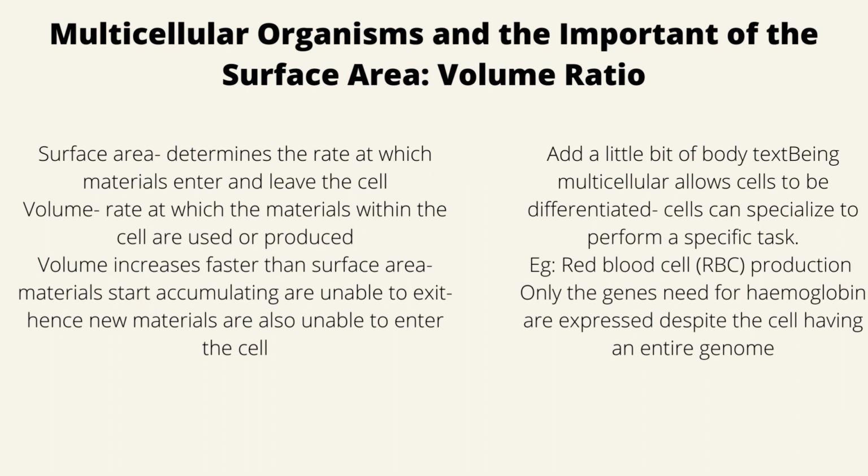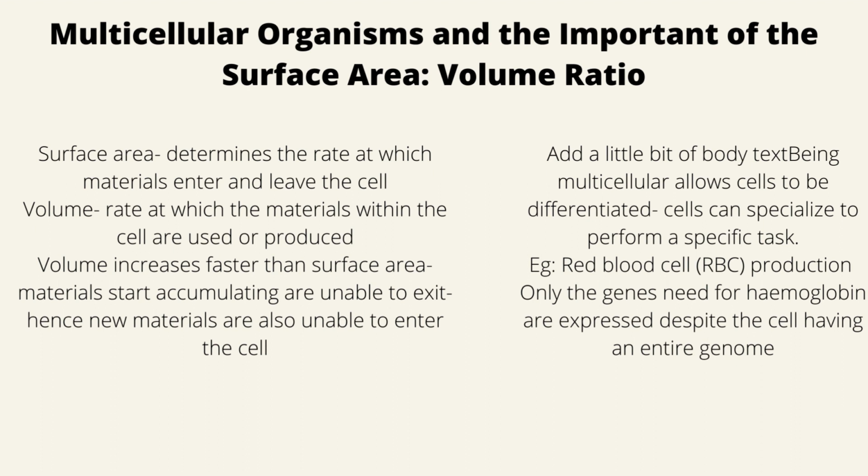Volume increases faster than surface area. Hence, materials start accumulating and are unable to exit, because production is happening quicker than they are able to exit. Hence, new materials are also unable to enter the cell. This is why large organisms often benefit from being multicellular, meaning they have many cells. This also allows for cells to become differentiated. That is, they can be assigned certain roles to fulfill in the body.